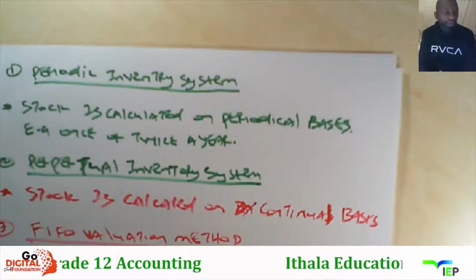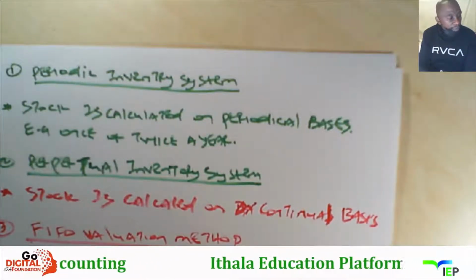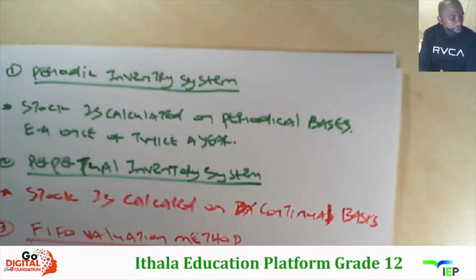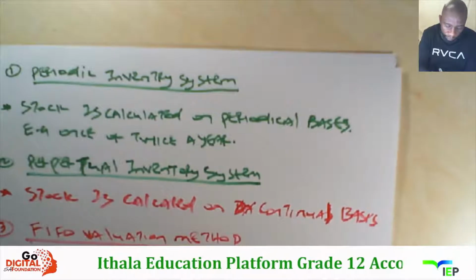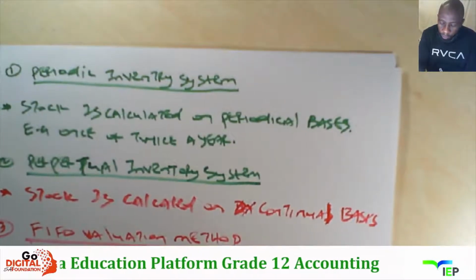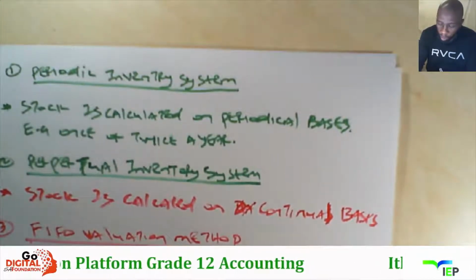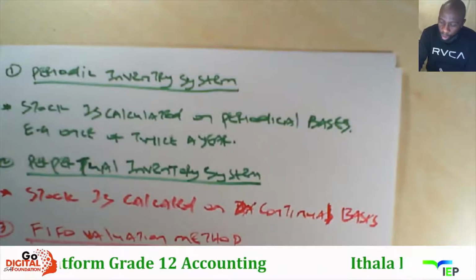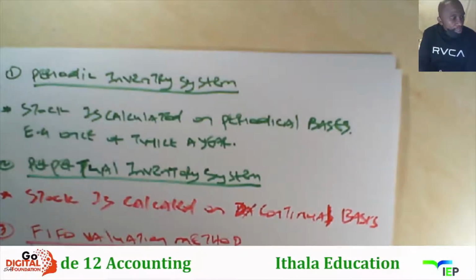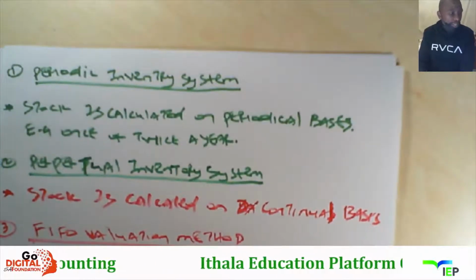What is FIFO? The old stock must be sold first. Old stock is sold first. Stock valued is based on, okay, that the old stock is sold first.